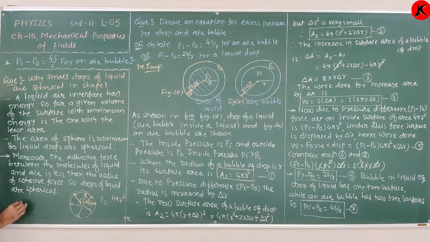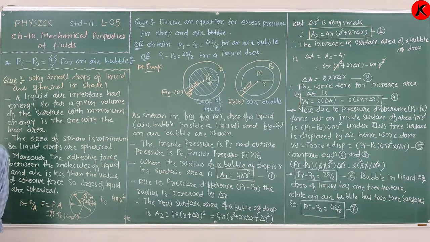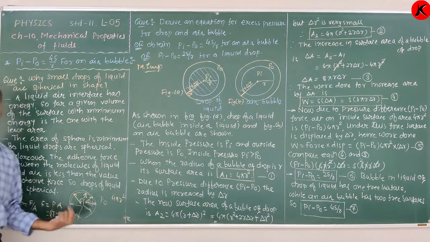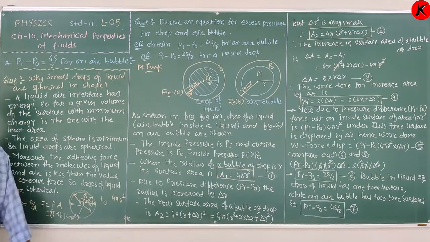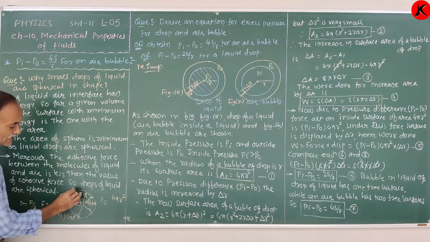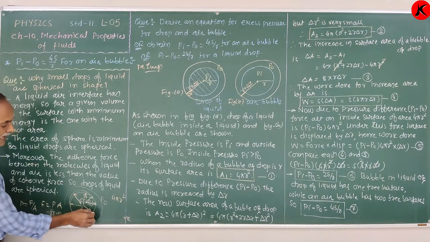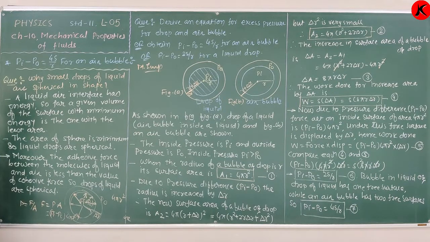We know that the pressure is equal to force per unit area. Therefore, force is equal to pressure into area. How much pressure is that? Pi minus Po. On how much area? 4 pi R square. So that much inside force is acting on the inside surface of a bubble or the drop. As a result, the surface of the drop is displaced by delta r distance.